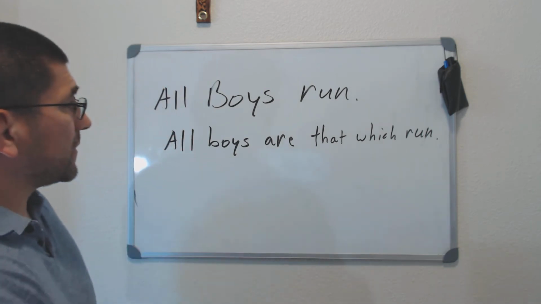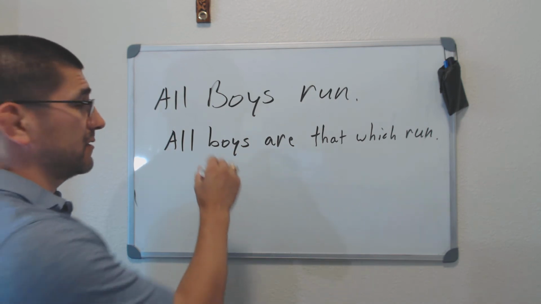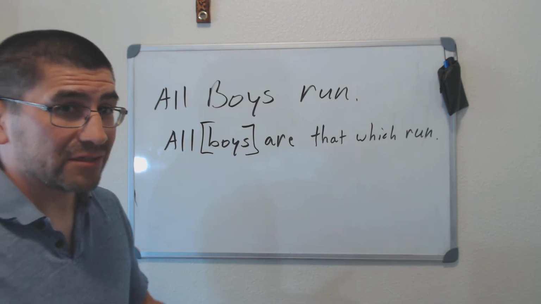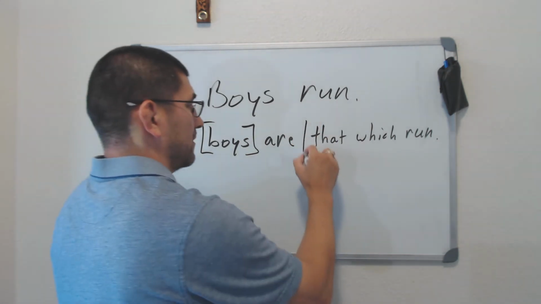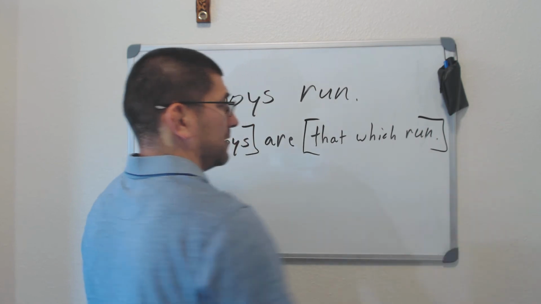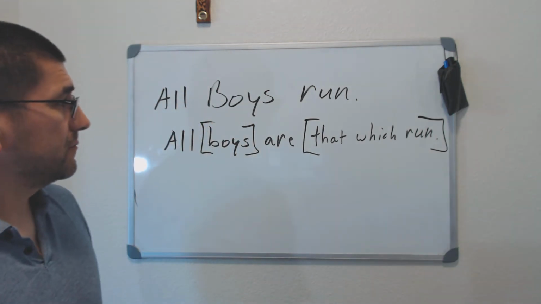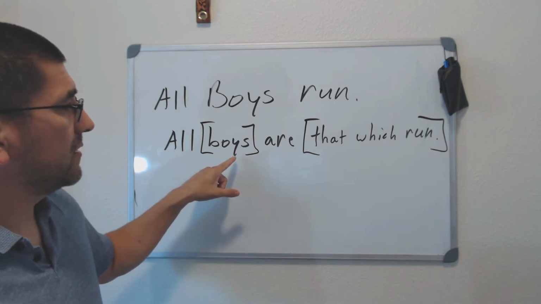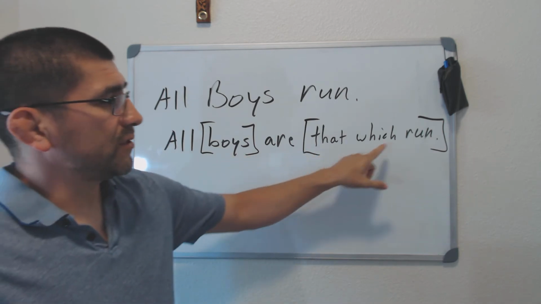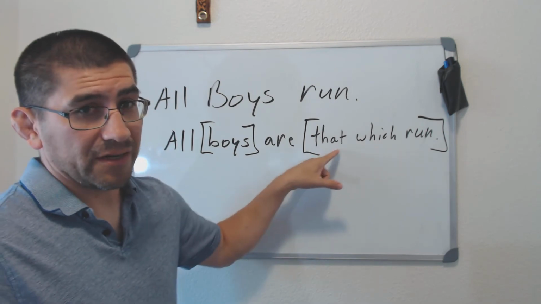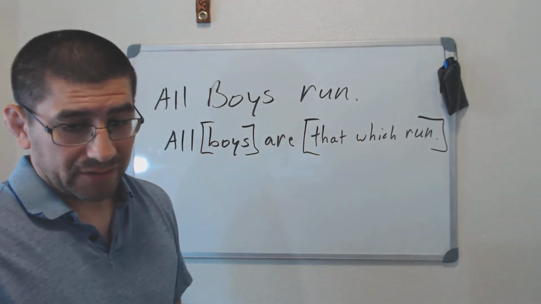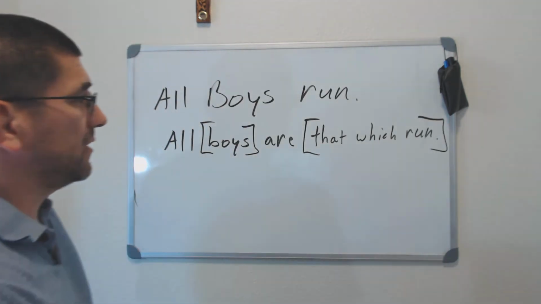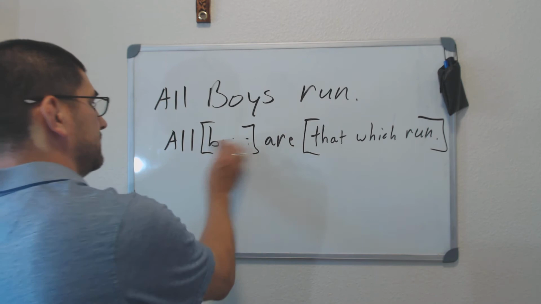So I'm just going to put brackets around the subject term, and then brackets around the predicate term. Just like that. There you go. So we see the form, which is all are, and we see boys and that which run. So this whole thing right here is the predicate term, that which run. Now I'm going to do one more, one that's not going to be an A proposition.